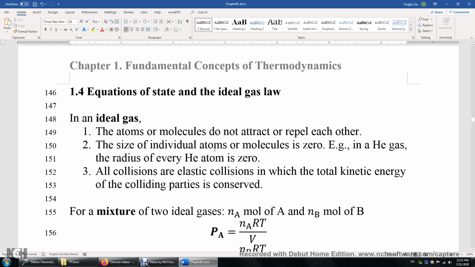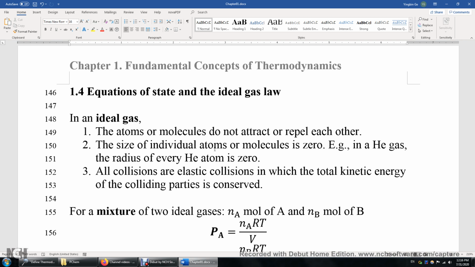Section 1.4 Equations of State and the Ideal Gas Law. First, there are no ideal gases in this real world. But why do we study ideal gases? It provides us an easier starting point to look at some gases such as helium, neon, argon, hydrogen, nitrogen, oxygen, because they do behave fairly close to ideal gases.